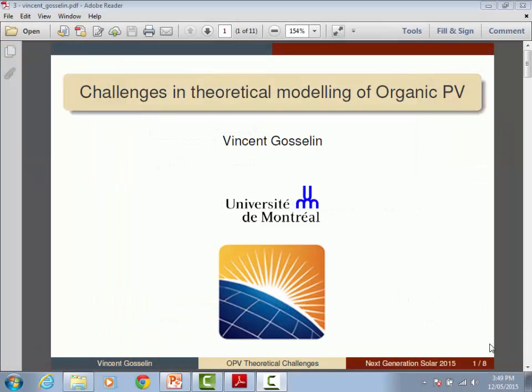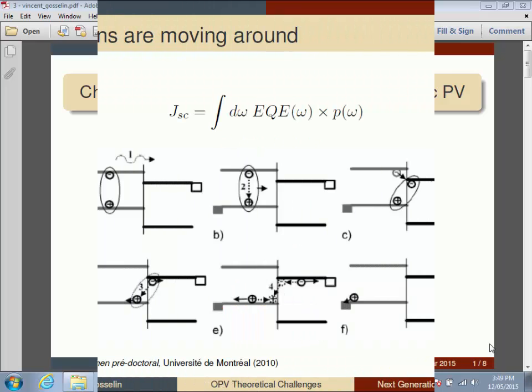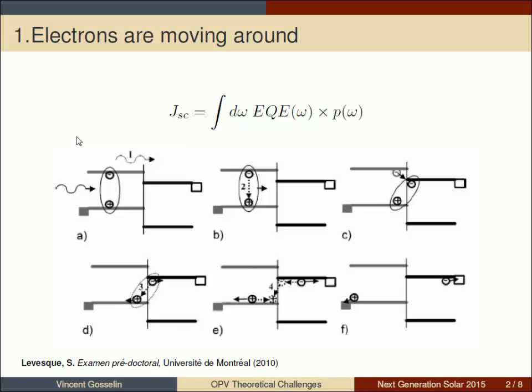To, in some sense, paint a broad picture of some of the challenges that we face while trying to model OPVs using numerical ab initio methods. And so the first such challenge that I've identified is the fact that electrons are moving around, of course.